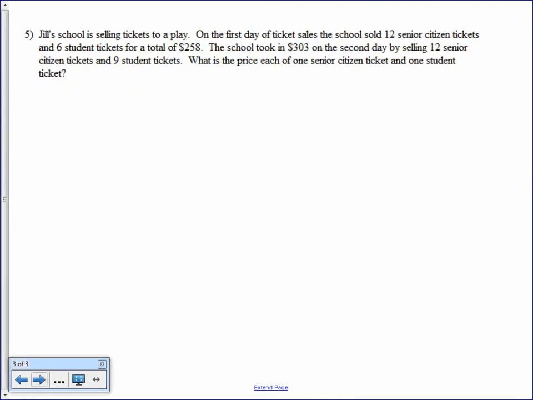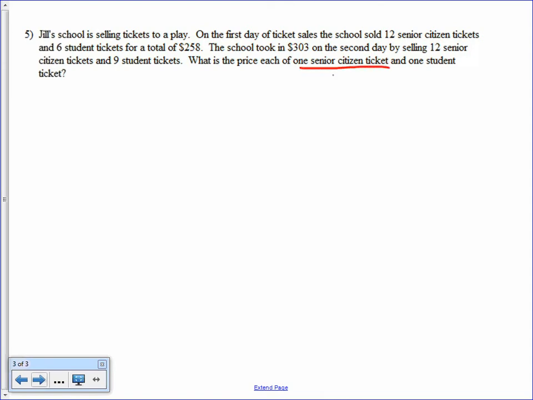And the last word problem that I'm going to look at is one that uses senior citizen tickets and student tickets. Jill's school is selling tickets to a play. On the first day, the school sold 12 senior citizen and 6 student tickets for a total of $258. The school took in $303 on the second day by selling 12 senior citizen and 9 student tickets. What is the price of one senior citizen ticket and one student ticket?